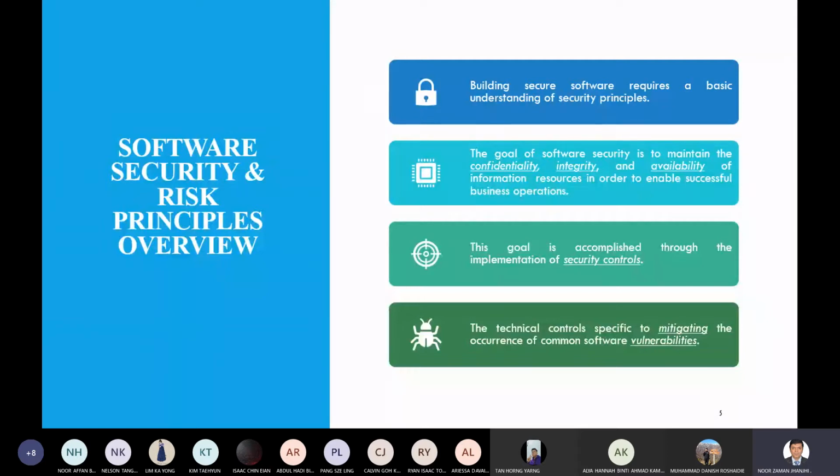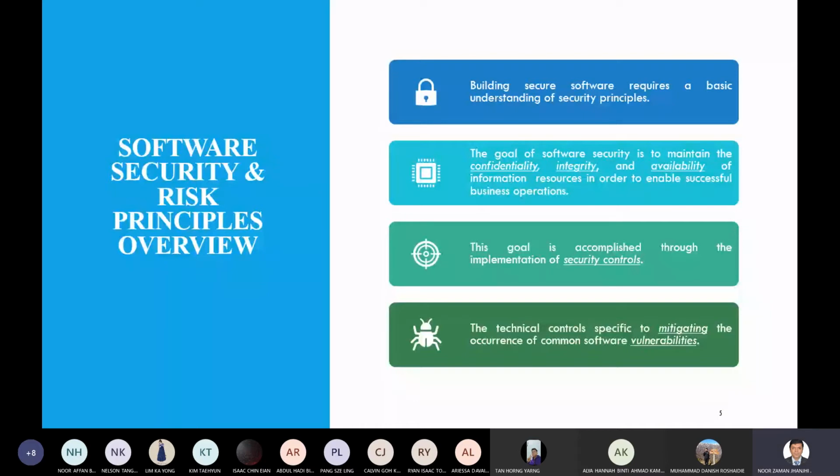Then, what is the second principle? The goal of software security is to maintain the CIA: confidentiality, integrity, and availability of information resources, and to make sure that whatever business purpose we are designing for will go accordingly.